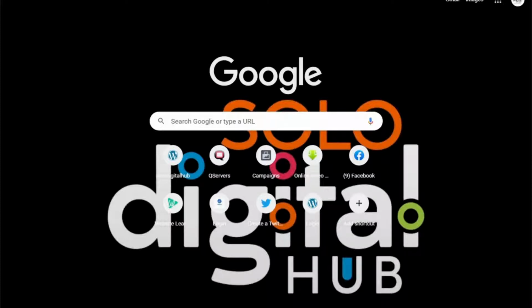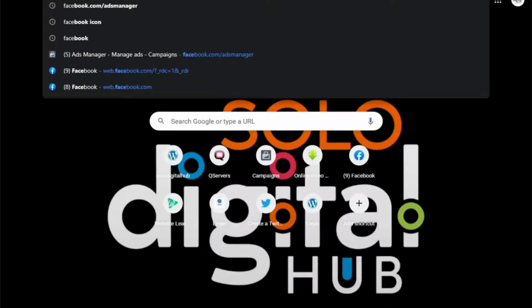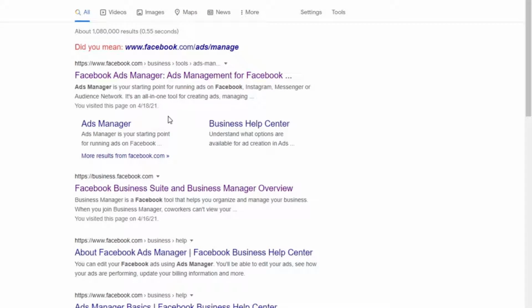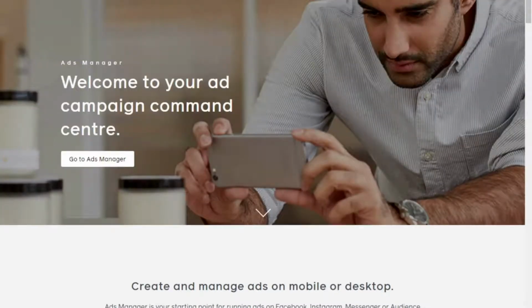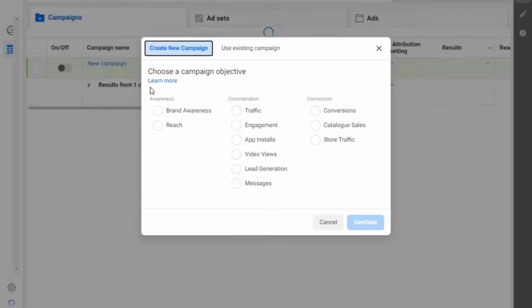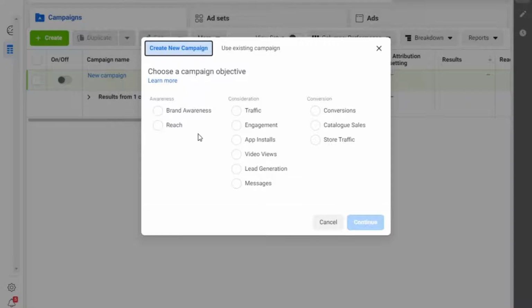Once you log on to your Facebook ads account, you might not be familiar with this ad account, but just hold on. You do your create ad. You see something pop up in this way. You see your brand awareness, you see the reach, you see the traffic, engagement, and the rest. These are what we call the campaign objectives.